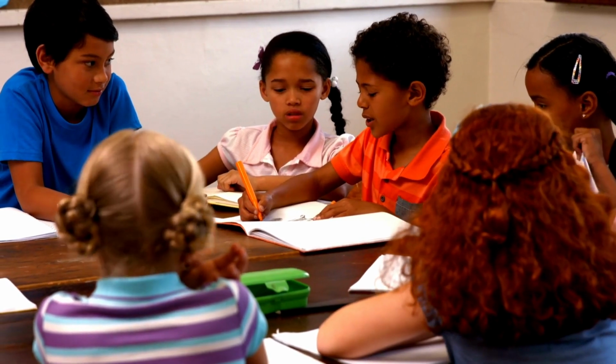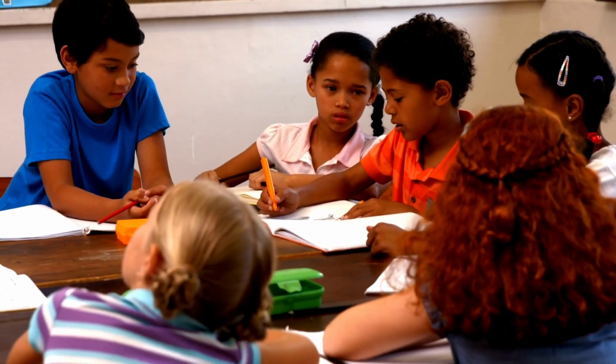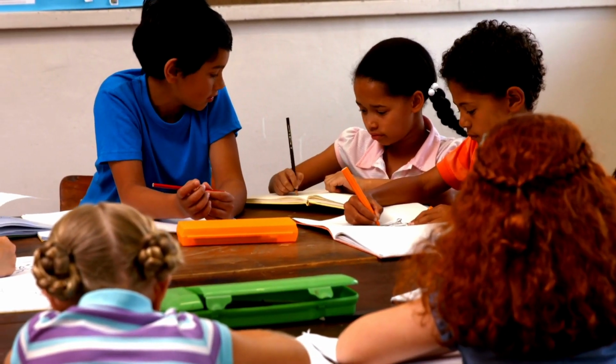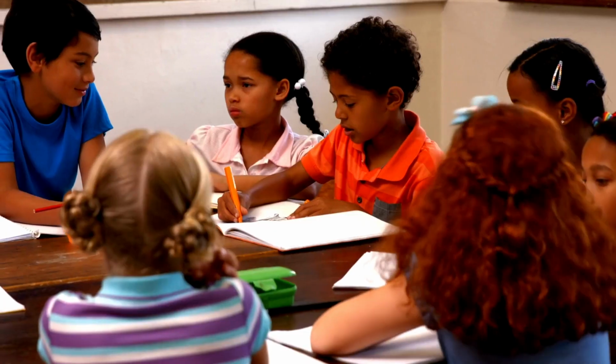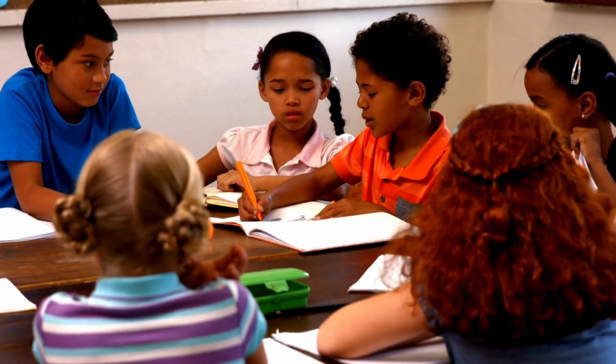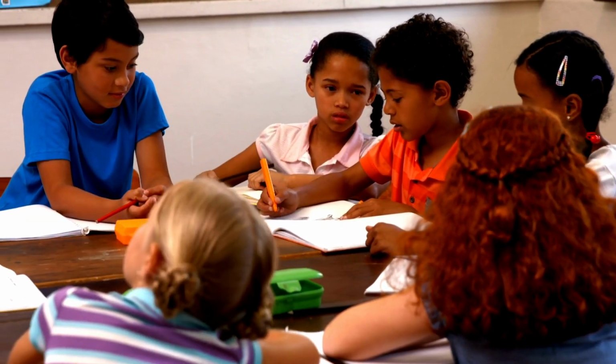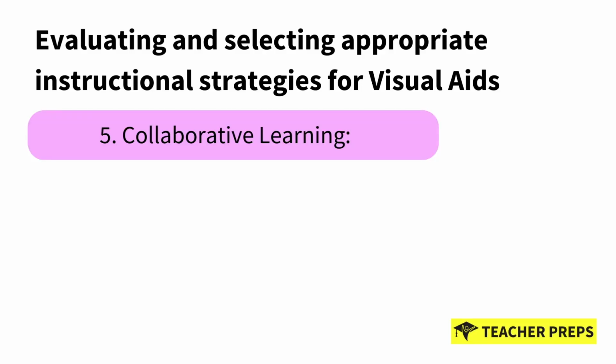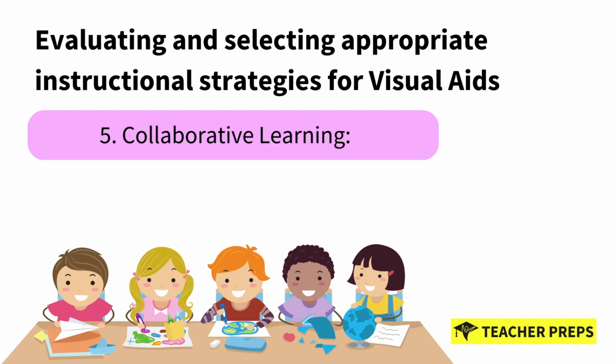In step 4, we want to encourage critical thinking. Pose open ended questions that prompt students to think critically about the data they're interpreting. For instance, after viewing a migration map, ask the students, why do you think this migration pattern occurred during this period of time? And in step 5, we use collaborative learning by encouraging group activities where students can discuss and collaborate on understanding and interpreting information.